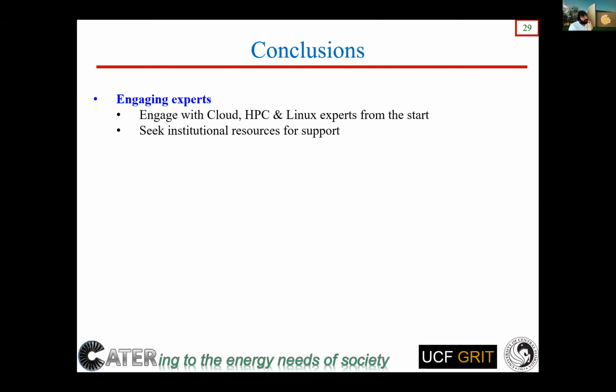how to best configure your HPC, and if there are any Linux issues also. You need to find these experts at the start. It saves a lot of time.